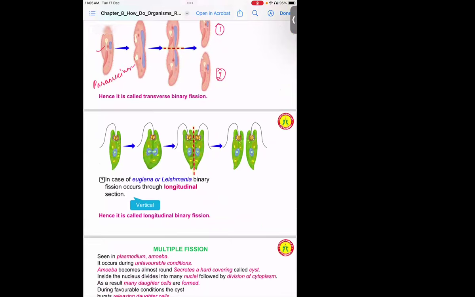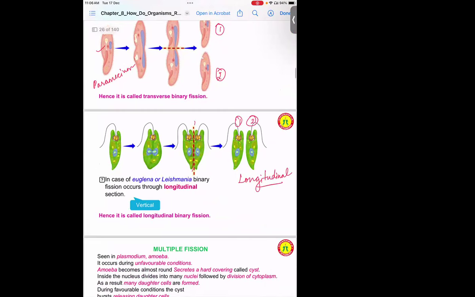So here in them they have the longitudinal division. Longitudinal division means the division which happens in the vertical way. So you can see this is the Euglena, where slowly and gradually this constriction will appear in the center, and from one Euglena, one Leishmania, we will be getting two daughter cells. So that is how it works.